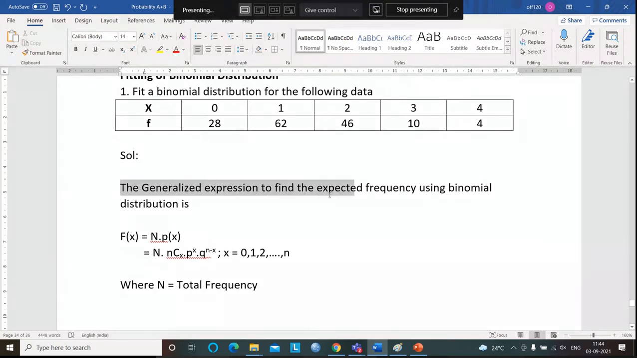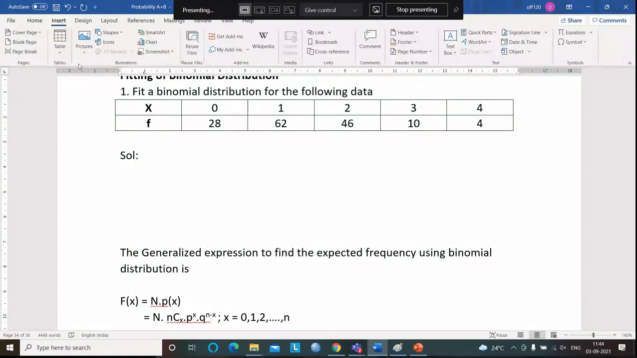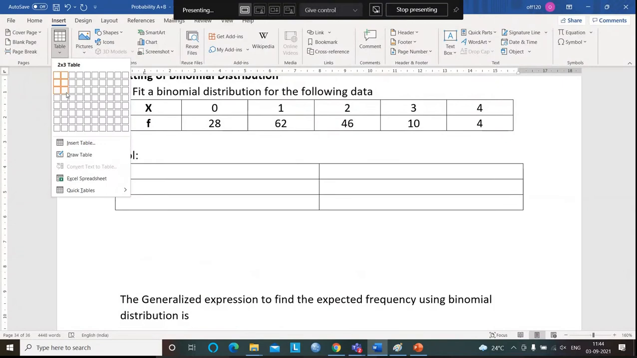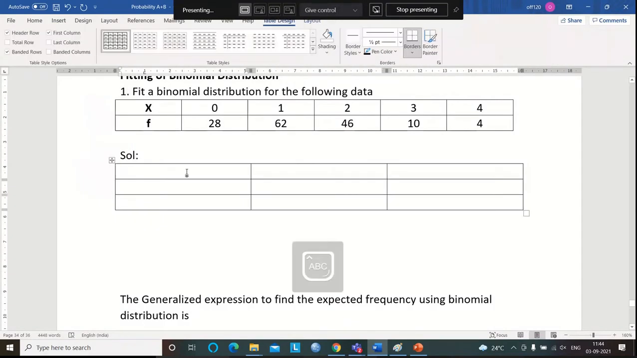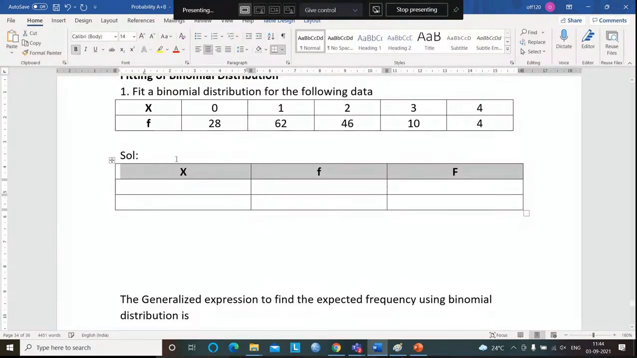Let me explain you something here. We were given two columns. What are those two columns? We were given x value and f value, and I have to find out new values. The x values are 0, 1, 2, 3, 4. The small f values, these frequencies which are given in our problem, are called observed frequencies. We have to call them observed frequencies.